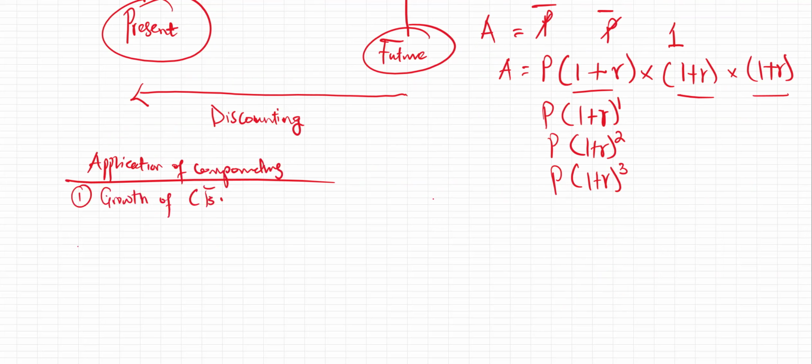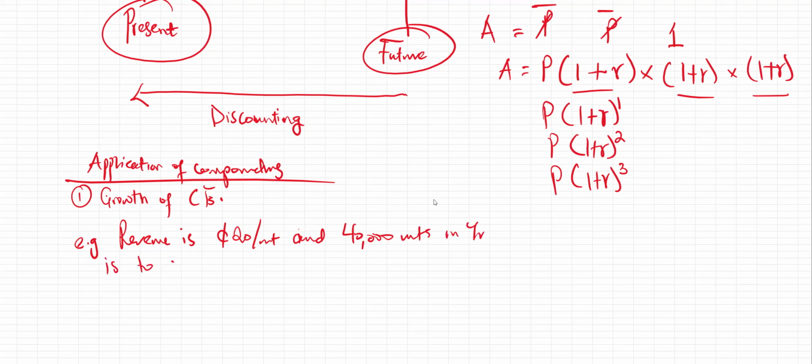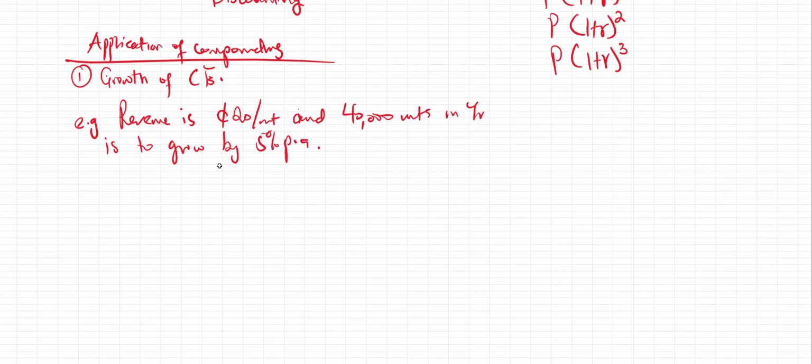So for example, I tell you that revenue is, let's say, 20 CD per unit, and 40,000 units will be produced in year 1, and is to grow by 5% per annum. Okay, so what does this tell us? Let's prepare the revenue for this. That means we have to grow it by the growth rate. So let's put this thing together.